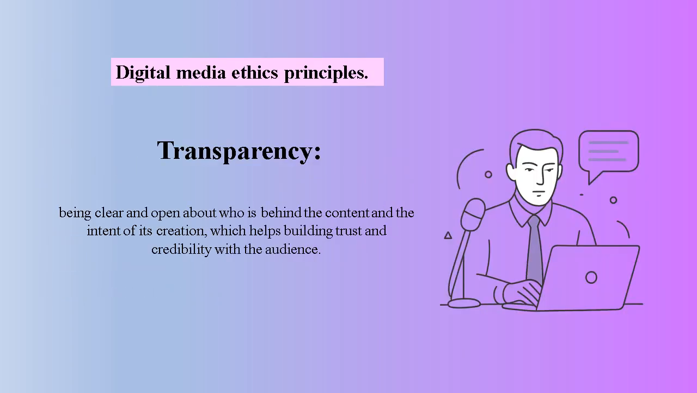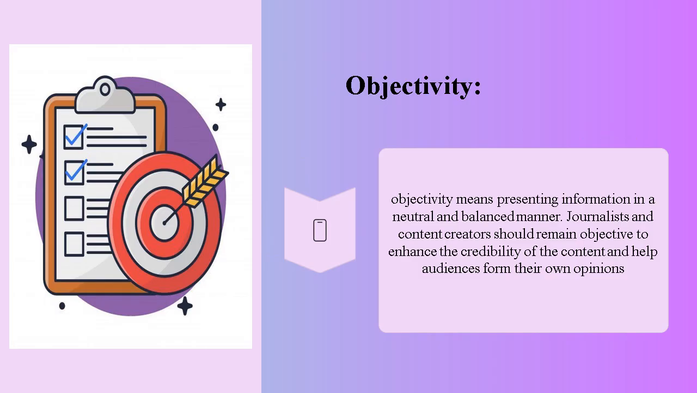Okay, so now we're going to shed light on digital media ethics principles. The first principle is transparency. Transparency means being clear and open about who is behind the content, who wrote the article, who disseminated this content, and the intent of its creation. Why did we create this content? This helps build trust and credibility with the audiences.